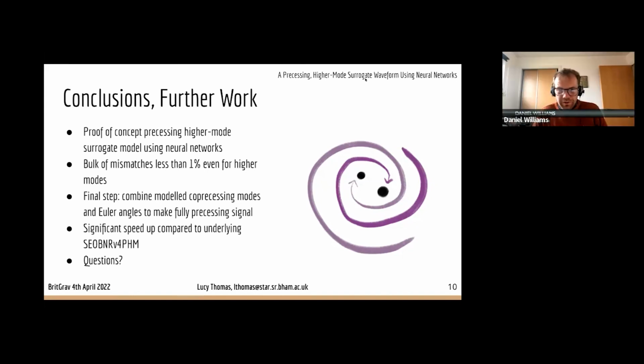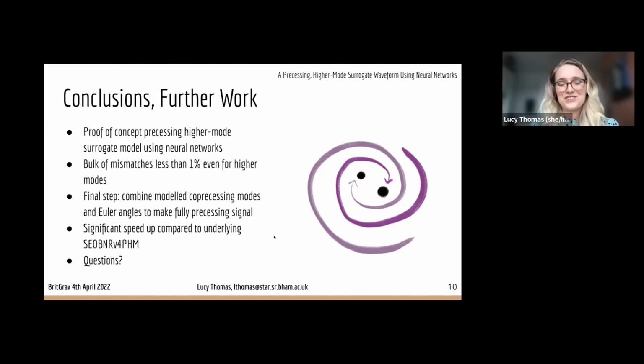Thanks very much, Lucy. And that was almost perfectly within the allotted time. So congratulations. One question which I had was, you cover how long it takes to actually produce a waveform from the trained model, but how long does the training take? I mean, if you decided to use a new approximant or NR or something to generate it, how many months does that set you back?